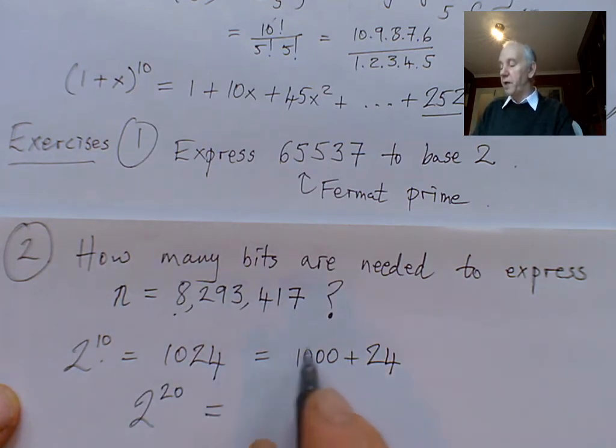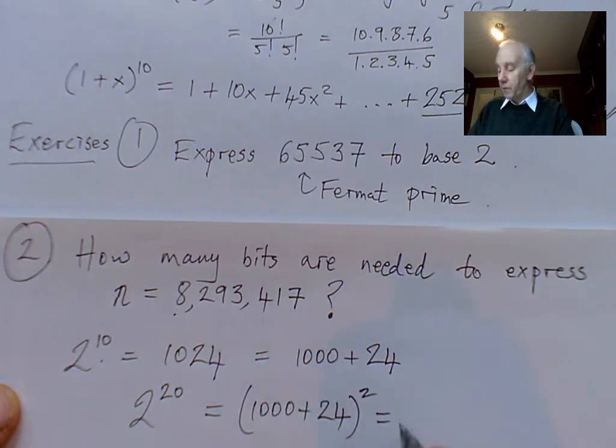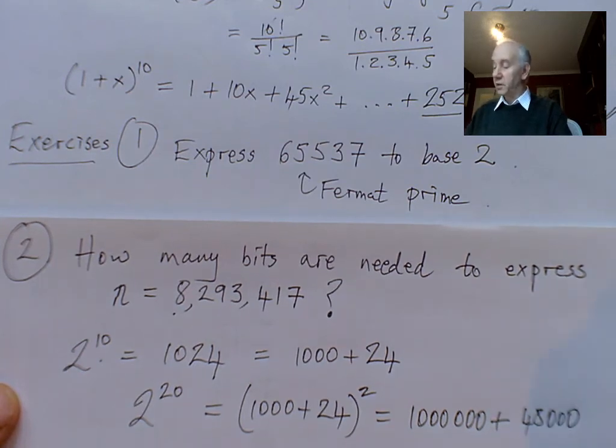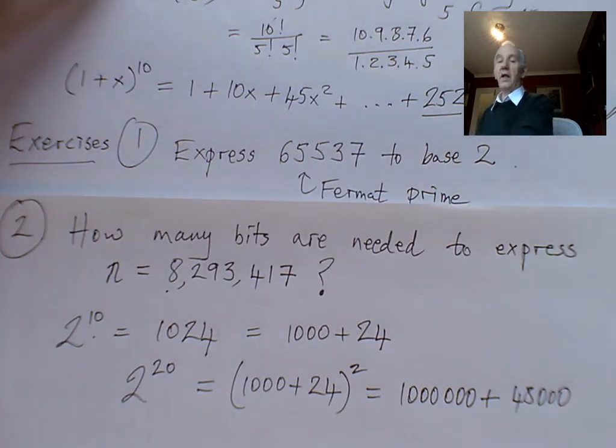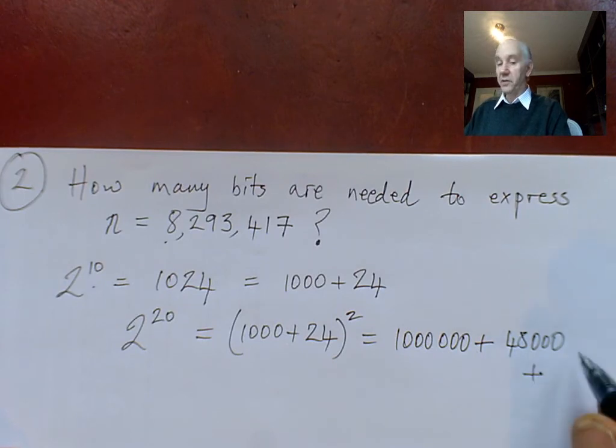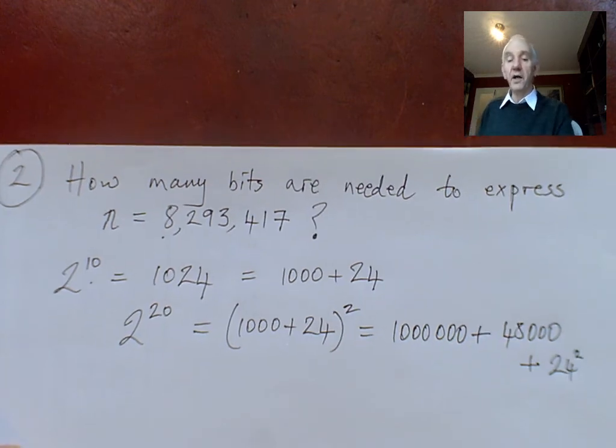I can just use the binomial expansion. This is going to be 1000 plus 24 squared. Let me write that. And you just use the binomial theorem on this. Here we've got to the power 2, not to the power 10, so it's a bit easier. So it's just 1000 squared, which is 1,000,000. And then it's twice the product, which is 48,000. And then we're going to have plus 24 squared. Well, I don't really care about 24 squared because that's going to be fairly small, so less than 1,000. So I'll put 24 squared, but I'm not going to calculate that.